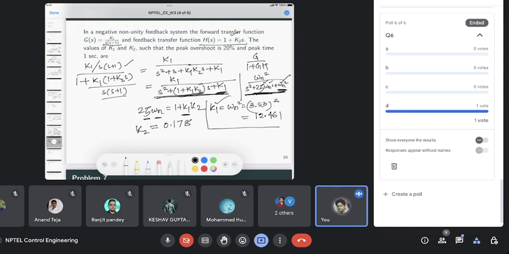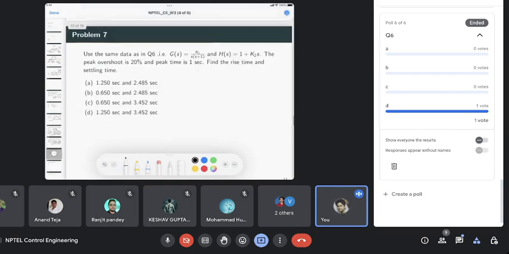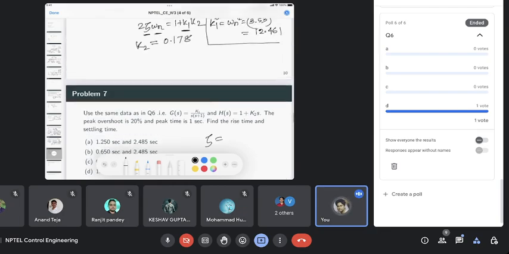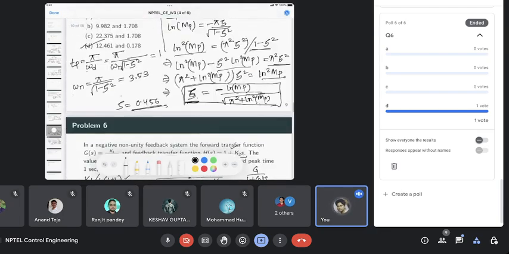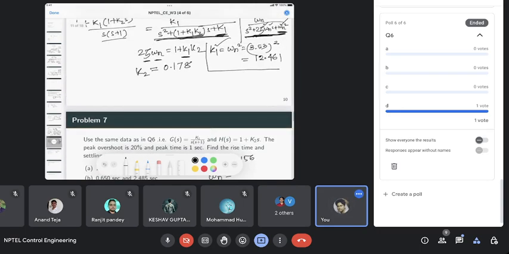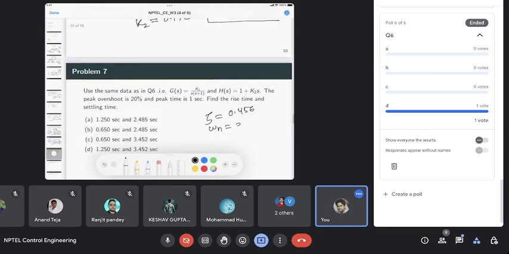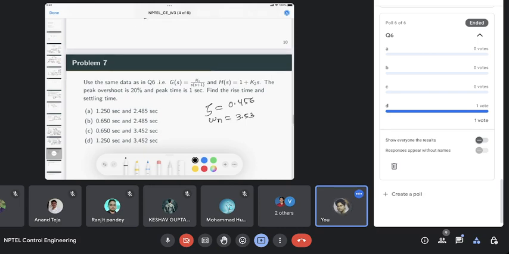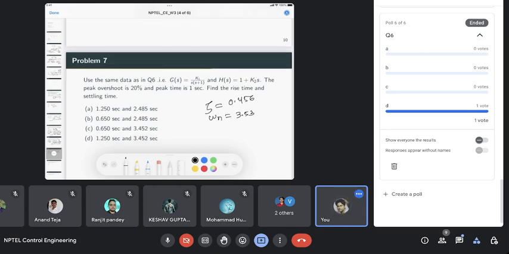Okay, so for example, in the second question, using that value you have to find the rise time and settling time. You have the same data as in the previous question. With the previous data, what we have calculated, zeta is equal to 0.456 and omega n equal to 3.53. Then you just plug in these values in the formula and you get the rise time and settling time also. Okay, so try this for question 7.